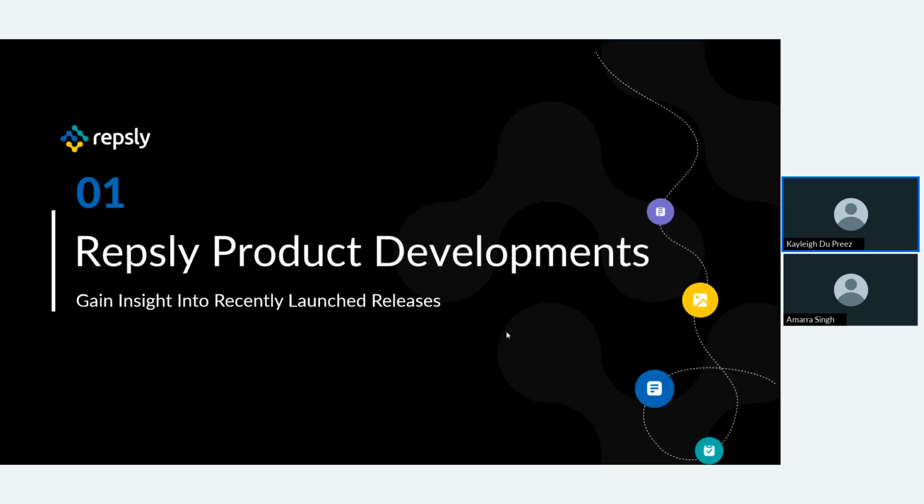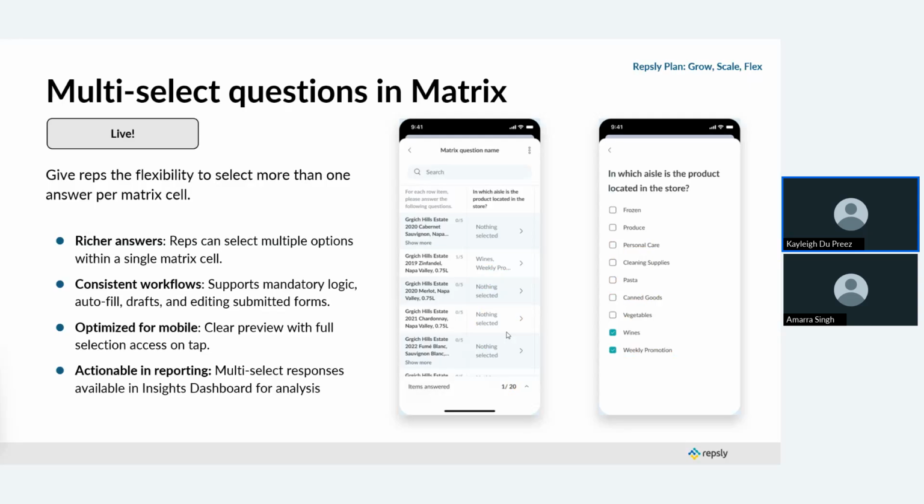Okay. Repsly product developments: gain insight into recently launched releases. This is what they have been working on in Q1. Multi-select questions in Matrix. I'm sure everybody here is aware of the Matrix form question that was introduced into the form flow.